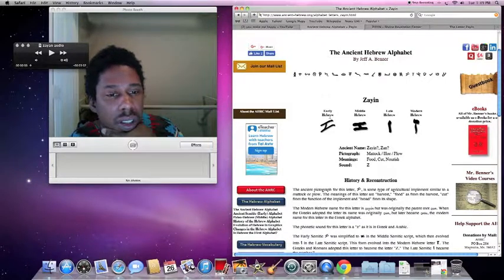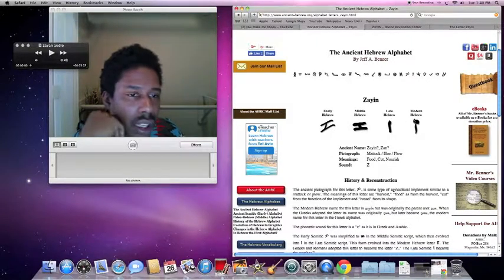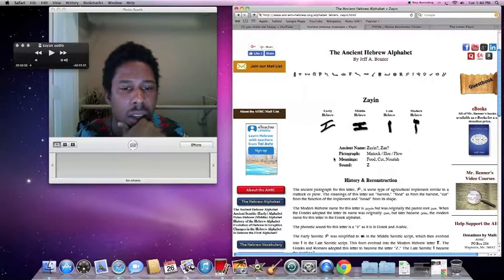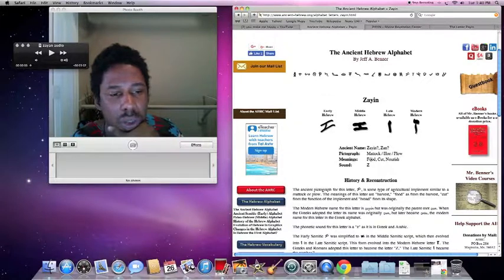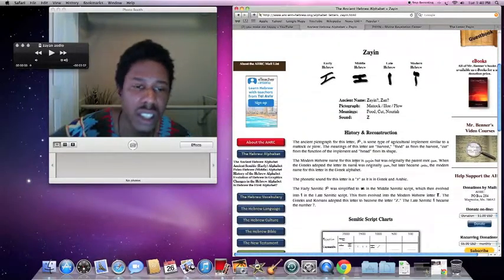As we read earlier, it is synonymous with a plow or mattock. Here you see Zayin in early Hebrew, Middle Hebrew, late Hebrew, and modern Hebrew, as it progressed. The ancient name is Zan or Zayin. The pictograph is a mattock, hoe, or plow. The meanings are food, cut, or to nourish. And the sound is Z. Next, history and reconstruction.